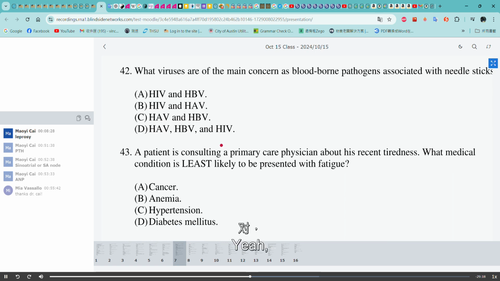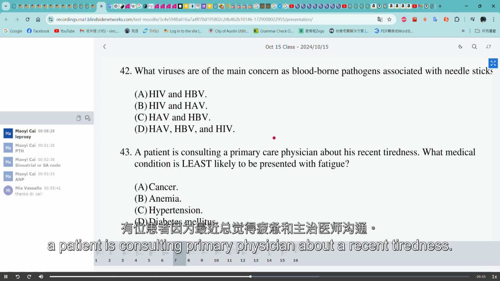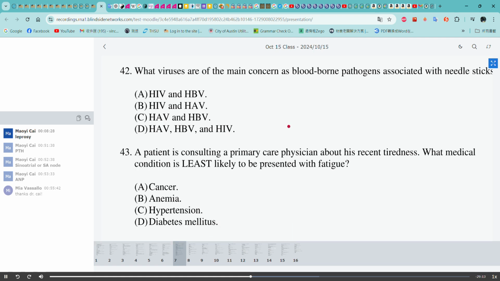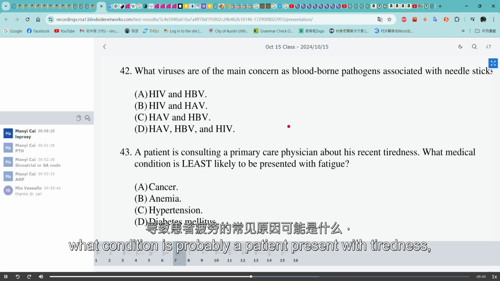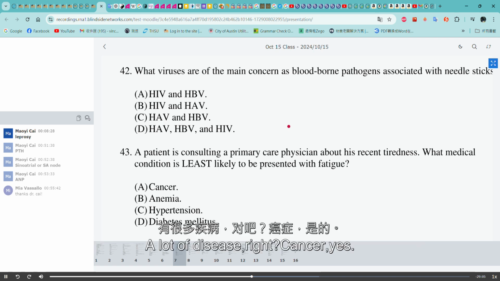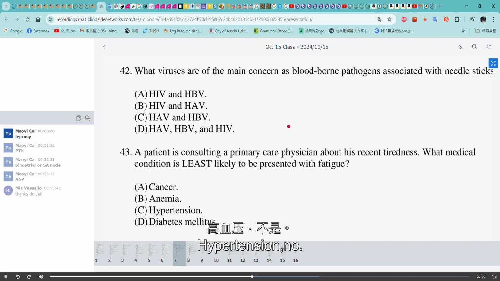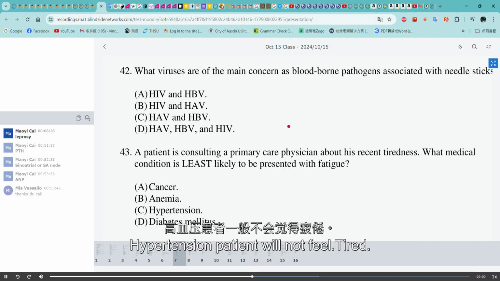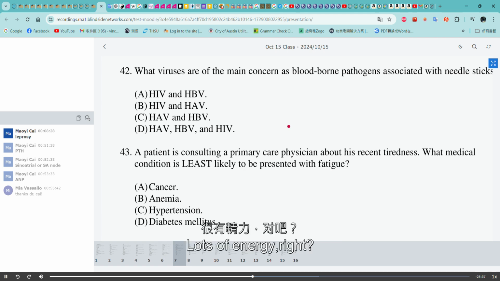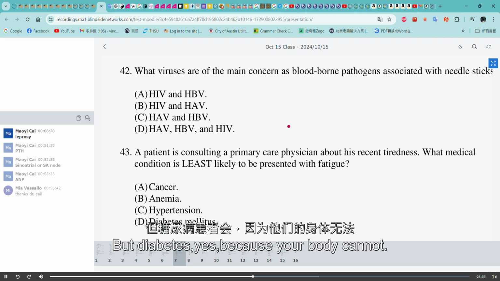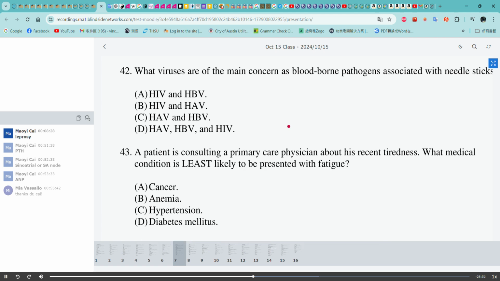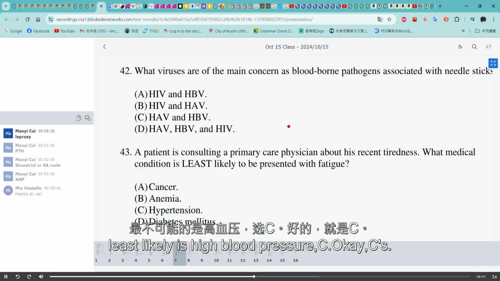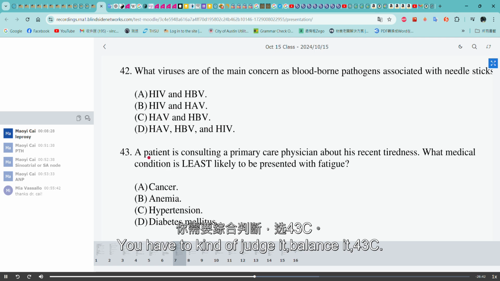43, a patient is consulting a primary physician about recent tiredness. Now, thinking about this, what condition is a patient presenting with tiredness probably having? Tired, yeah, a lot of diseases, right? Cancer, yes. Anemia, yes. Hypertension, no. A hypertension patient will not feel tired. Actually, what? Lots of energy, right? Because blood pressure is very high. But diabetes, yes, because your body cannot use the sugar to make ATP. So in this case, least likely is high blood pressure. C. Okay, C. So you have to kind of judge it, balance it.